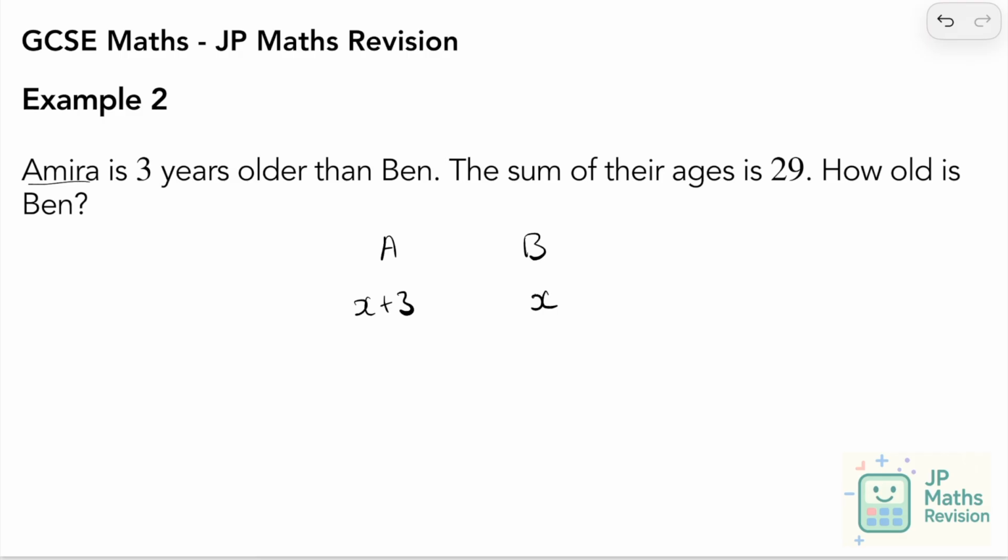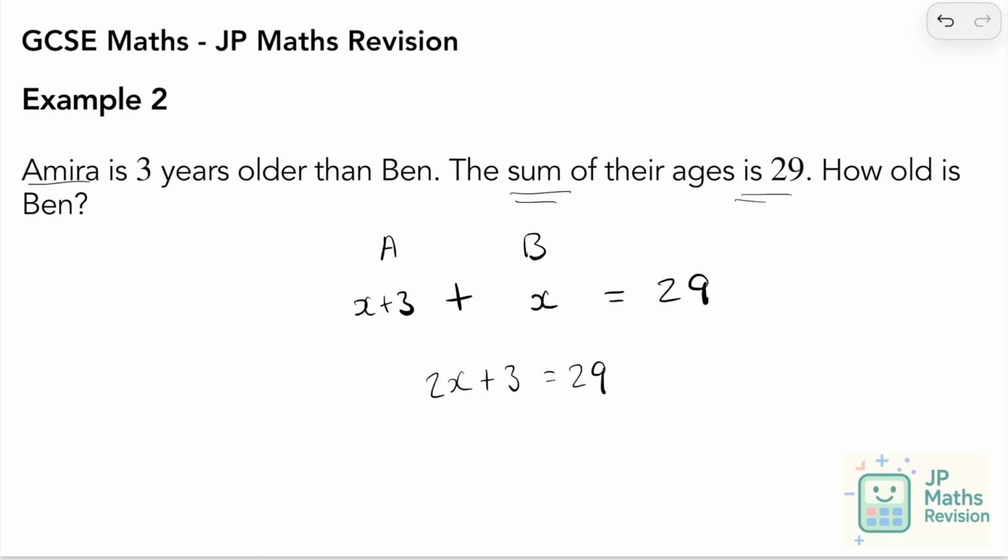We're then told that the sum of their ages is 29. So if we add x plus 3 and x, we should get 29. So now we've kind of got an equation: x plus 3 plus x equals 29. I'm just going to simplify this to make it a little bit easier. So I get 2x plus 3 equals 29. Okay, so 2x plus 3 is 29. I now need to solve this.